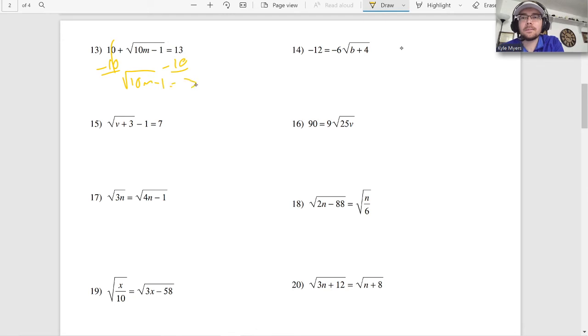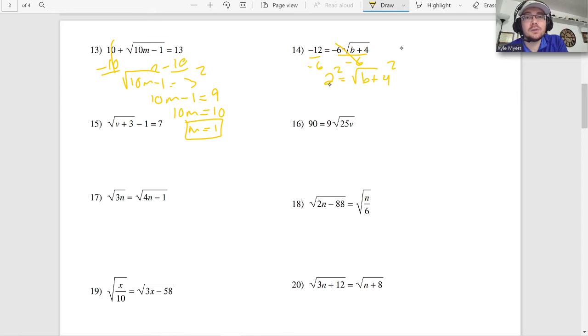It's going to be 3. Then we square. Right, so 10m minus 1 equals 9. We are going to add 1 to both sides and then divide by 10. M equals 1. All right, cool. So then for this one, same thing. Divide both sides by negative 6 first. Then we can unlock that square root.